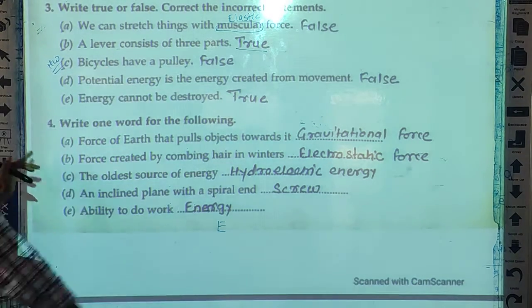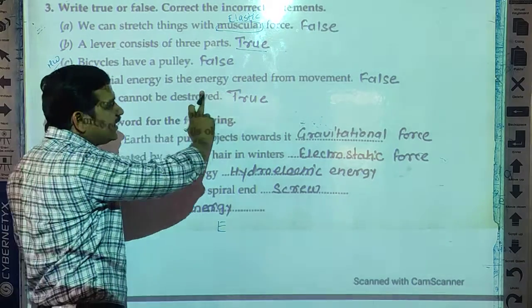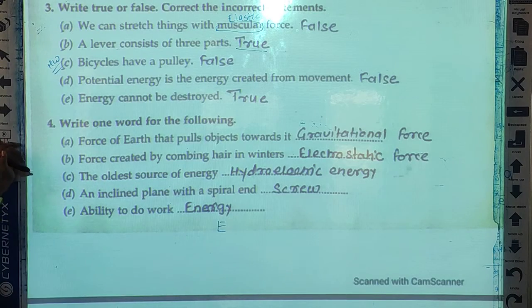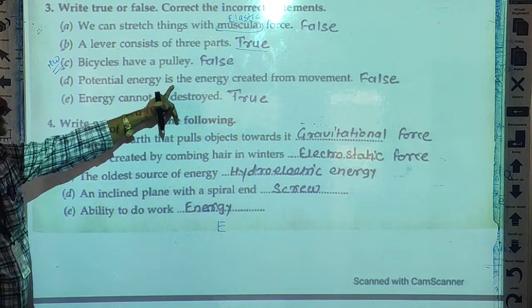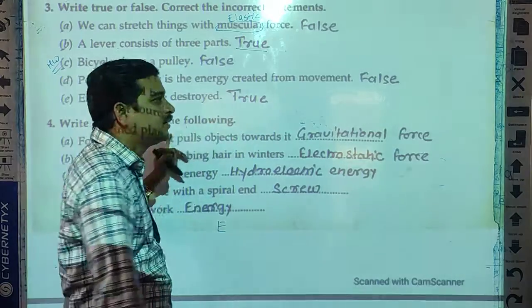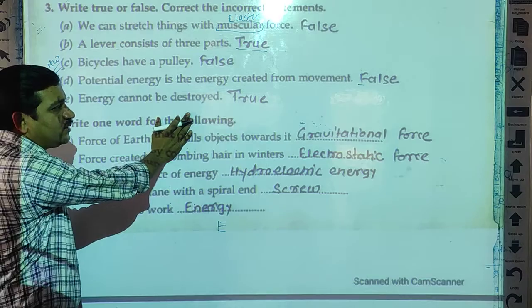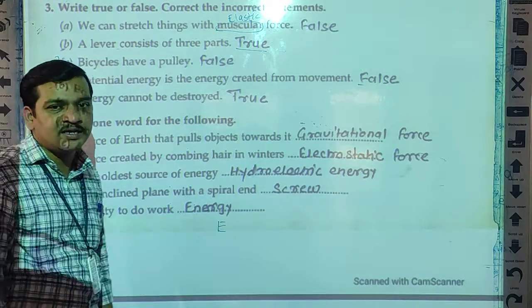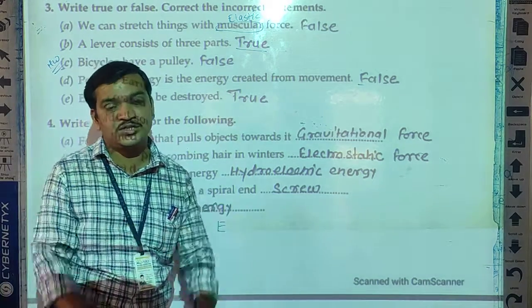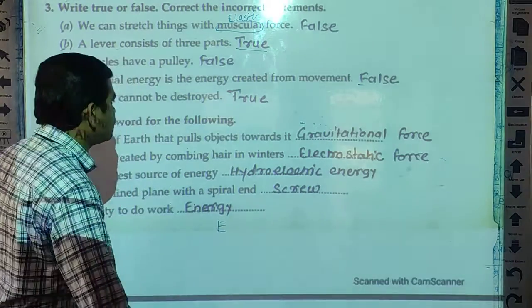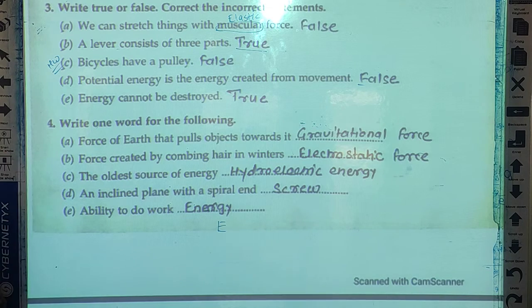Correct one. Next. Potential energy is the energy created from movement. Potential energy is energy created from movement? No. Kinetic energy is the energy created from movement. So this is false. Next, energy cannot be destroyed. Yes, it is true. Energy can neither be created nor be destroyed.